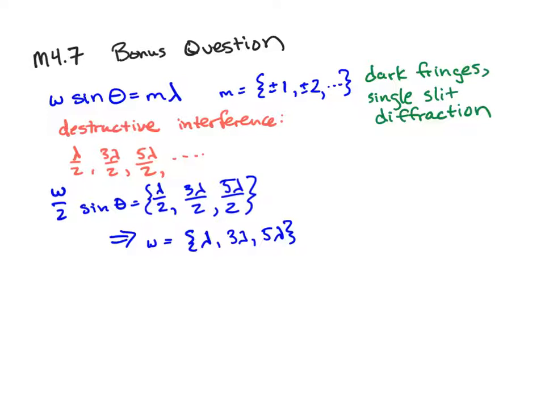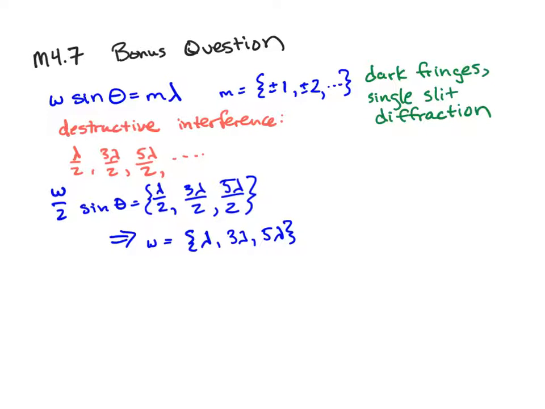But instead, I told you in the lecture that W sine theta equals M lambda, where M is any integer other than 0. So the answer to this question is that if W over 2 sine theta equals lambda over 2, 3 lambda over 2, 5 lambda over 2, if that was the only version of the equation that we were looking at, then you're absolutely correct. It would be M lambda, where M equals 1, 3, 5.